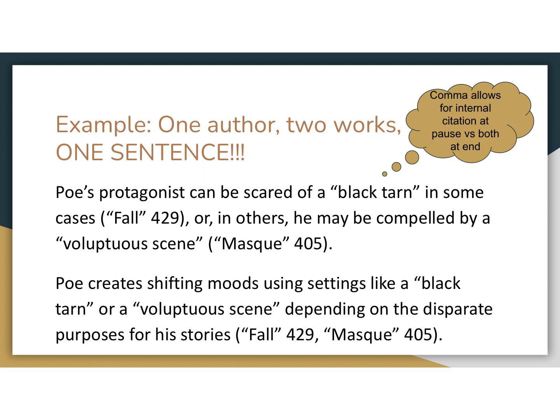Instead, I have a full sentence that doesn't have any break in the middle, where I've got Poe creates shifting moods using settings like a black tarn or a voluptuous scene, depending on the disparate purpose of his stories. Then I have to have both of my second keywords in my parenthetical citation. So that would tell the reader that the first quotation, that black tarn, comes from Poe and a title that's going to come from Fall. And then the second one, connected by that comma, is going to come from first keyword Poe, second keyword Mask. So that's how I would find those on my works cited list.